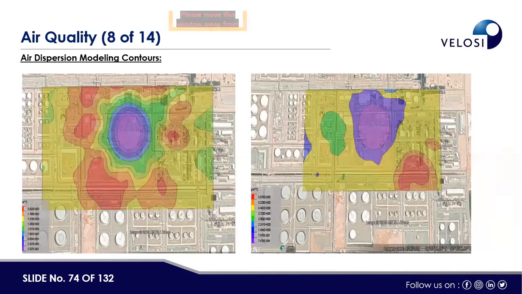Here you can also see the modeling contours for one of our pollutants. We can identify the point emission, and accordingly on the basis of the emission rates and their stack parameters, these pollutants are dispersing in the environment.